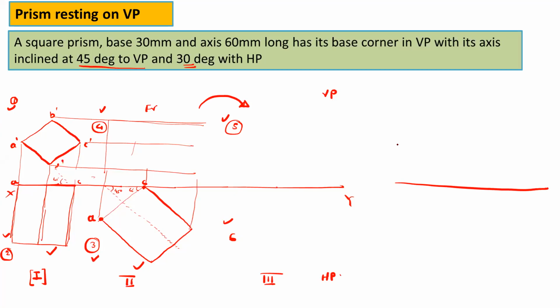So this is the sequence. It is exactly opposite to the solid when it is resting on the HP. This is first, second. This is third, fourth. This is fifth and sixth.